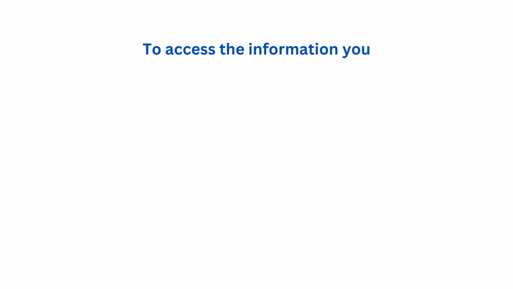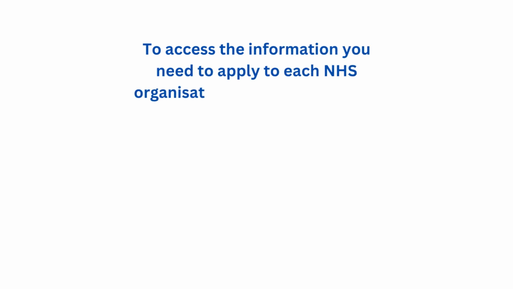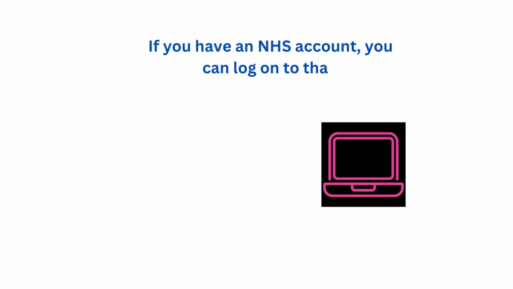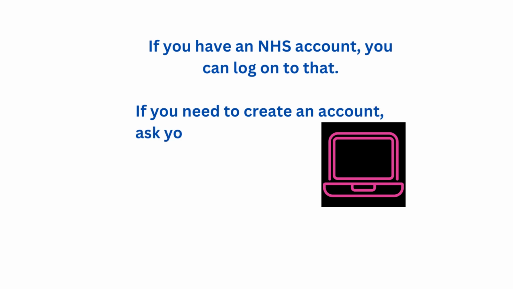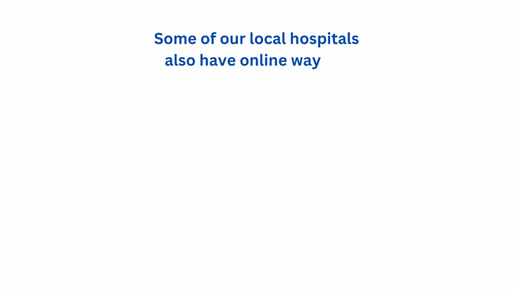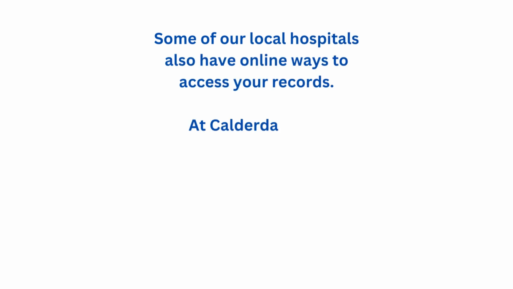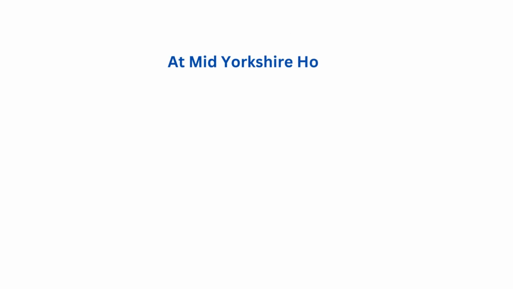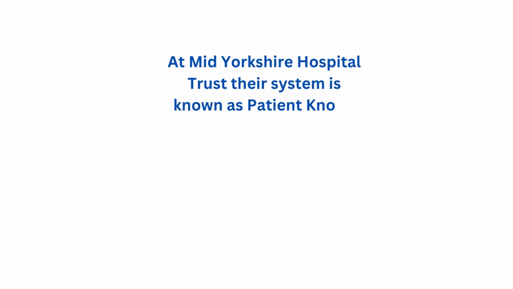To access the information, you need to apply to each NHS organisation and make a subject access request. If you have an NHS account, you can log on to that. If you need to create an account, ask your GP for online services. Some of our local hospitals also have online ways to access your records. At Calderdale and Huddersfield hospitals, they have electronic patient records. At Mid Yorkshire Hospital Trust, their system is known as Patient Knows Best.